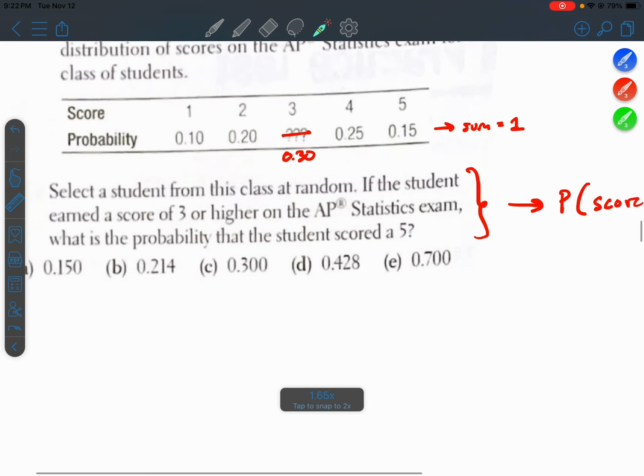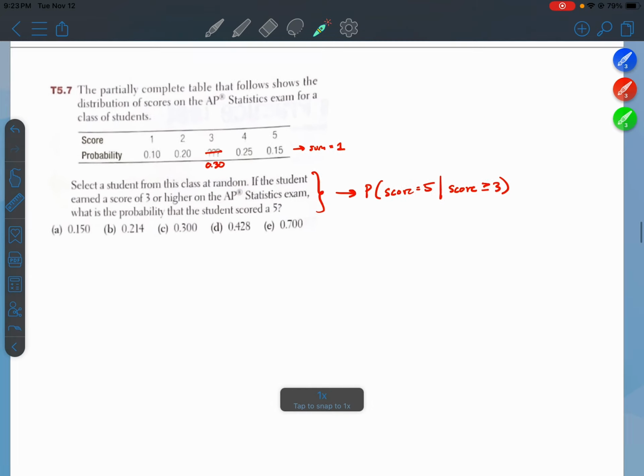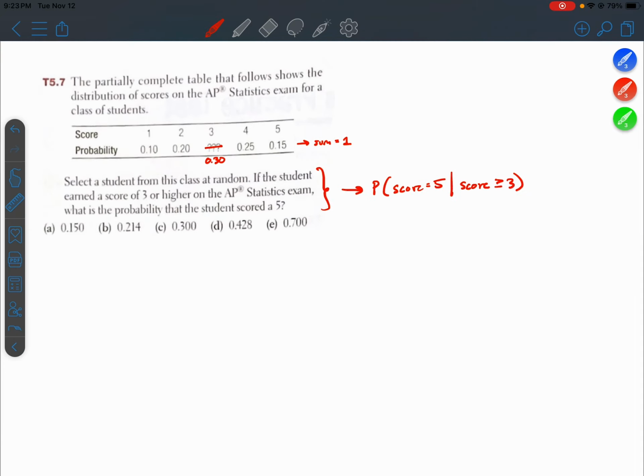Normally you can tell because they'll use the word given in this question. They don't use given. They use an if-then statement. They don't even use then. They just say if. So to figure out this probability, we basically need to find the probability of both of these things occurring, meaning the score was greater than or equal to 3 and a 5, divided by the probability of just the condition, which is that the score is greater than or equal to 3.